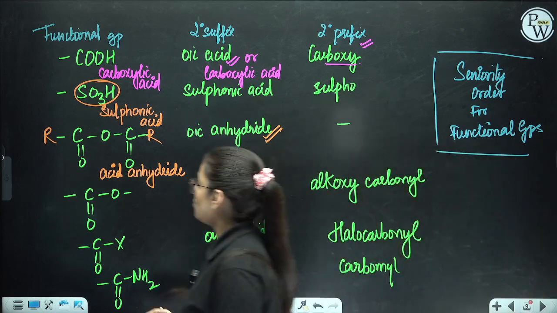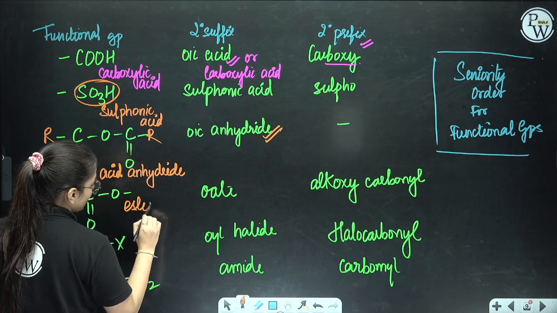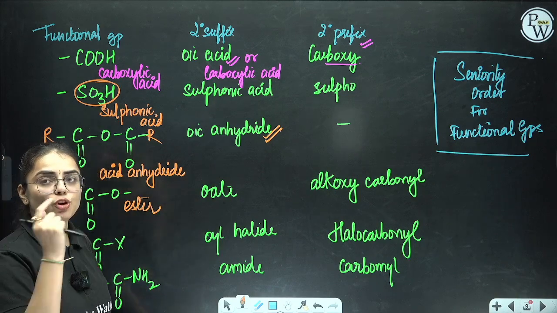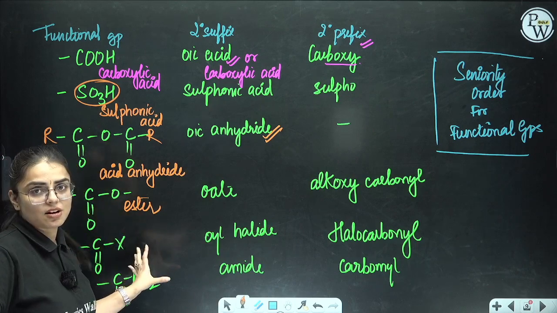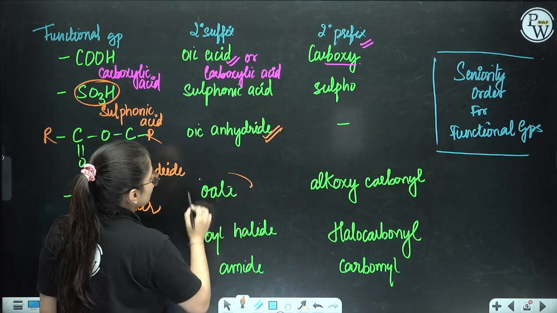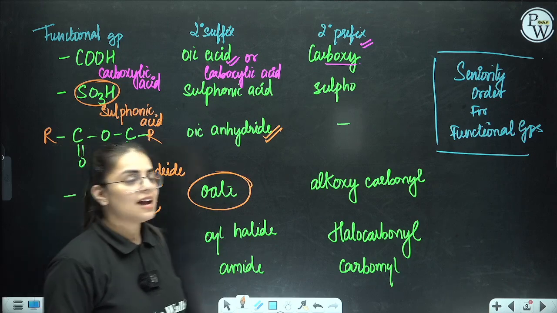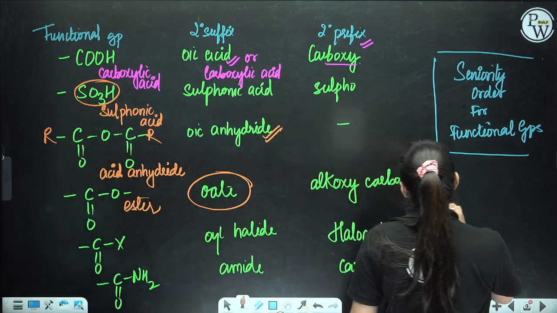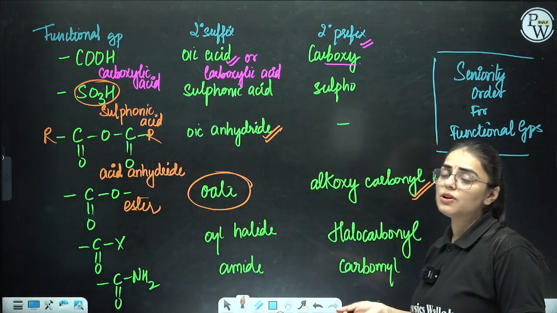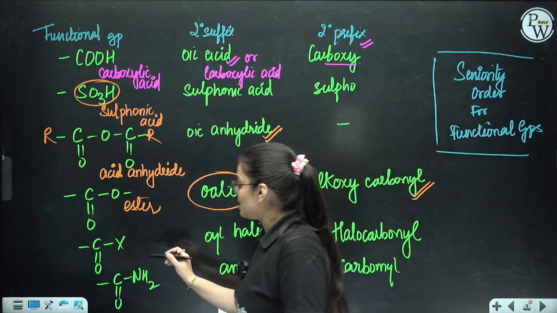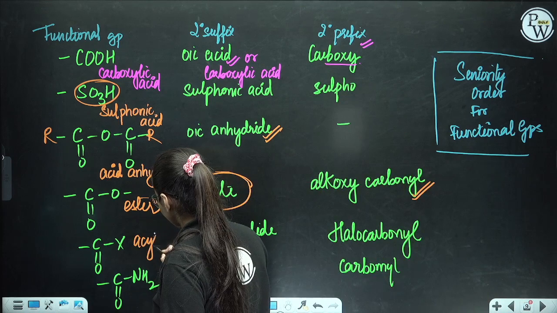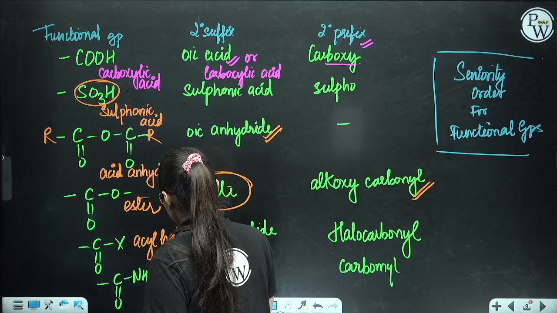Coming to the next one over here, this is your ester. What is it? Ester, C double bond O. Both ends will contain R groups. So it is C double bond O and then it is ester. For ester, you are going to write secondary suffix as oate and secondary prefix will be alkoxycarbonyl. What will be the secondary prefix? It will be alkoxycarbonyl. Coming to the next one, basically this is acyl halide, or I would say acid halide.